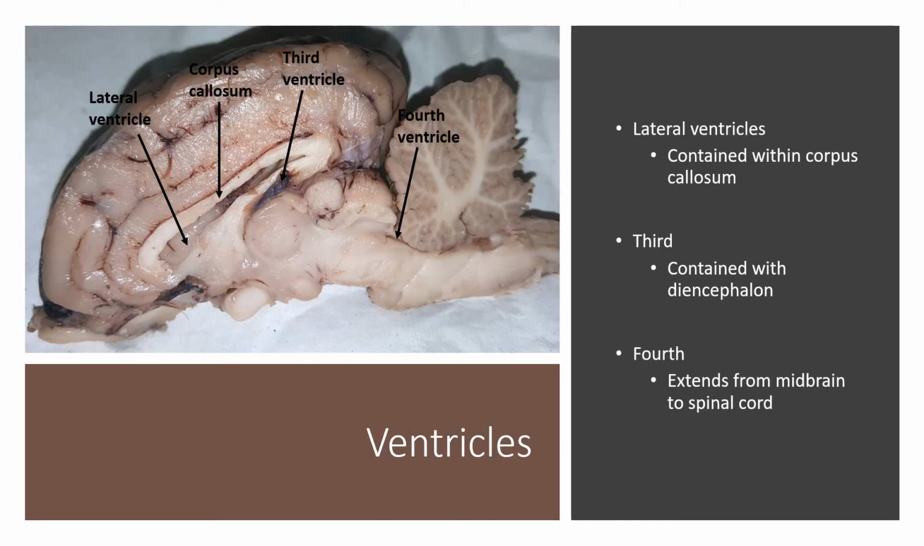Last but not least, you should be able to identify your ventricles. The lateral ventricle is contained within the corpus callosum. The third ventricle is contained within the diencephalon. So remember the diencephalon is the thalamus and the hypothalamus and the epithalamus, which you don't have to be able to identify. And then there's the fourth ventricle, which extends from the midbrain to the spinal cord. And if you recall, ventricles are just these networks that contain cerebrospinal fluid.